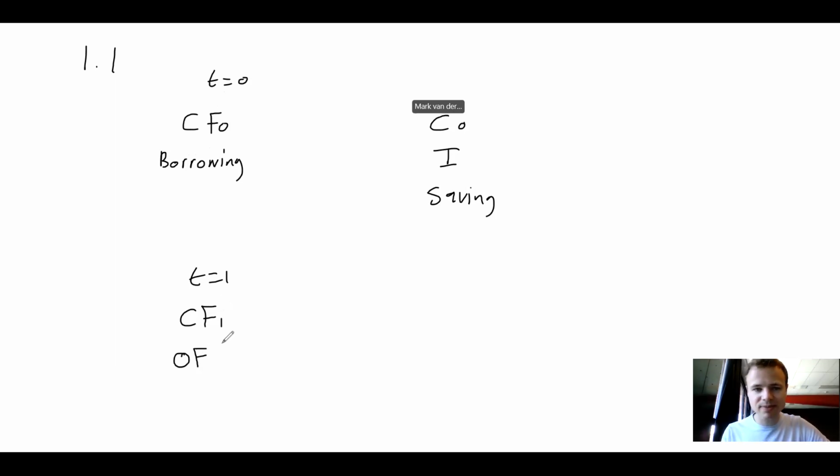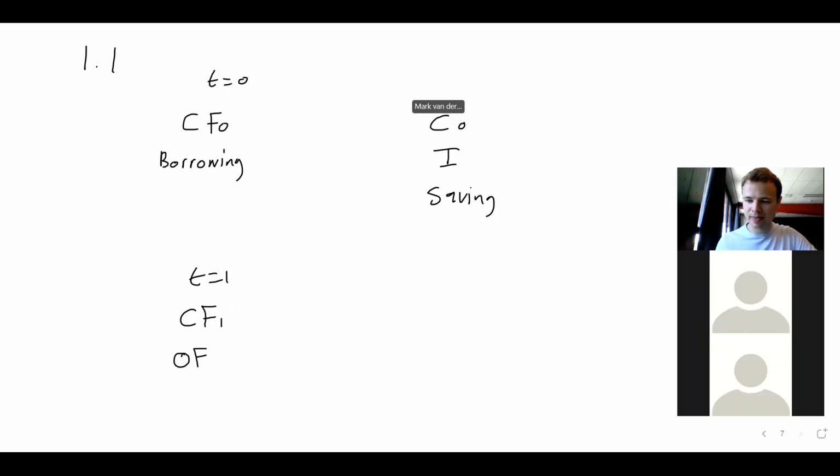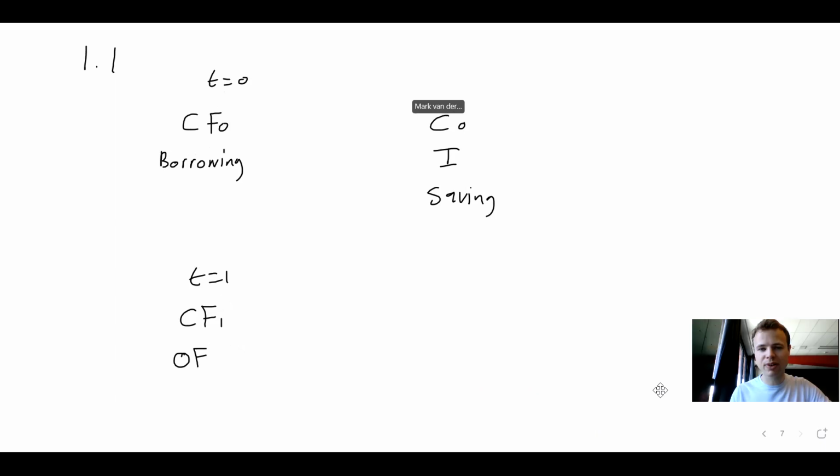And what was the OF again, guys? OF was the proceeds of your investment, right? If you made an investment, how much do you get from that in return? And if you save, you get your saving back, including some interest, right? And then you have the C1. And if you borrowed here, you have to pay that back, including the interest. So that's a cash outflow, borrowing.